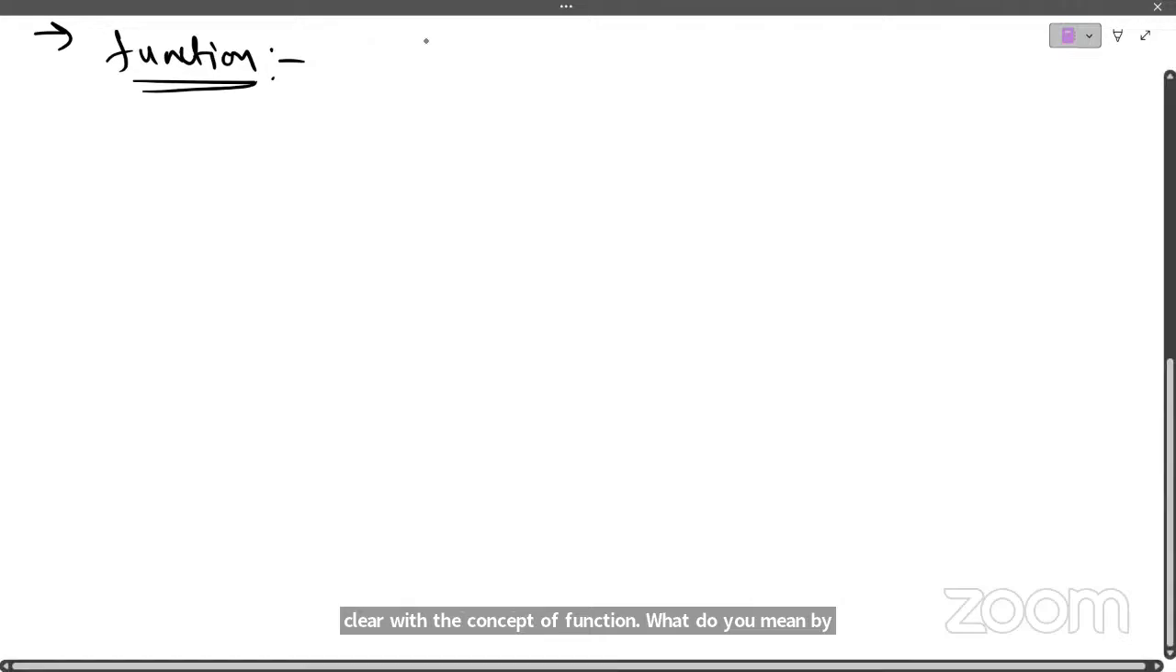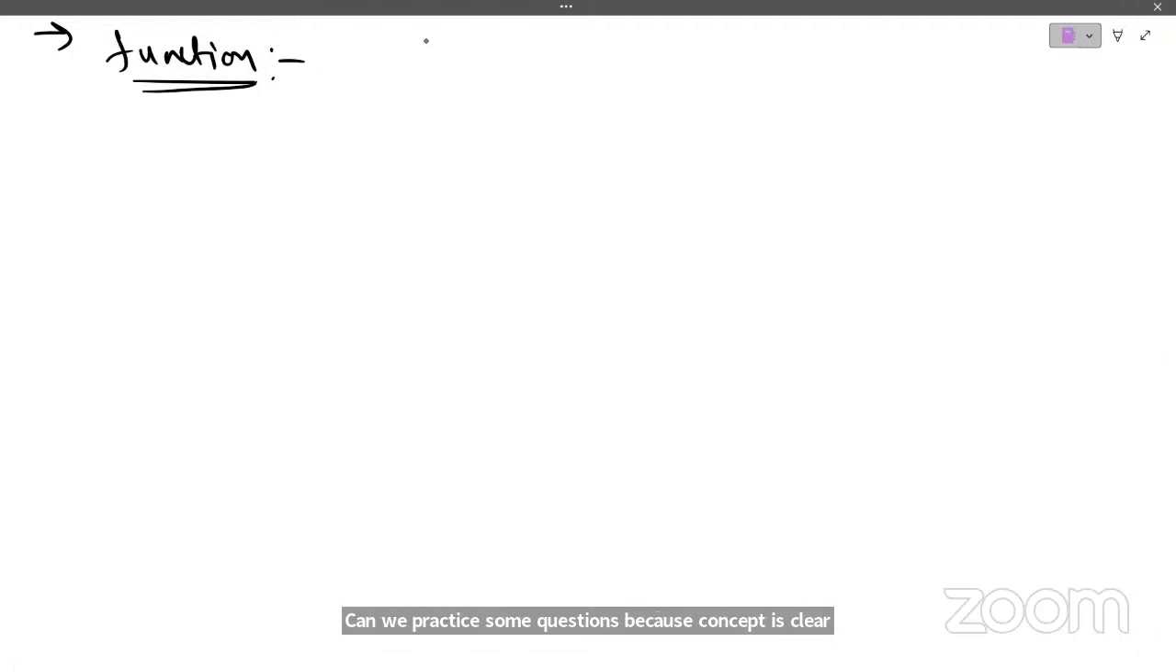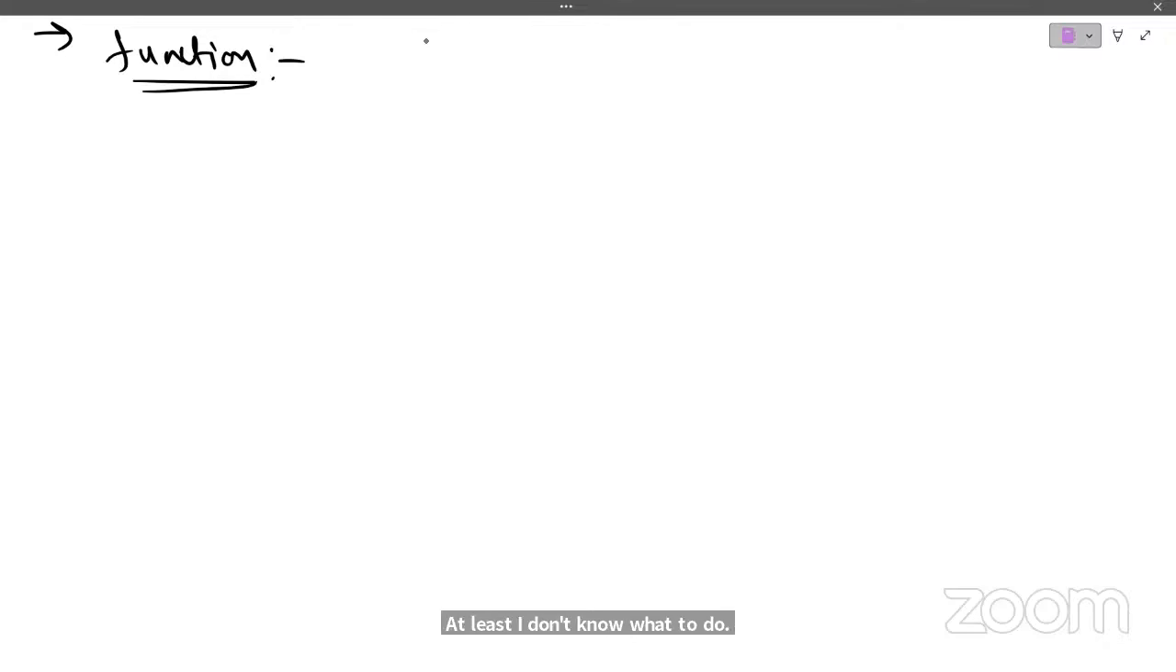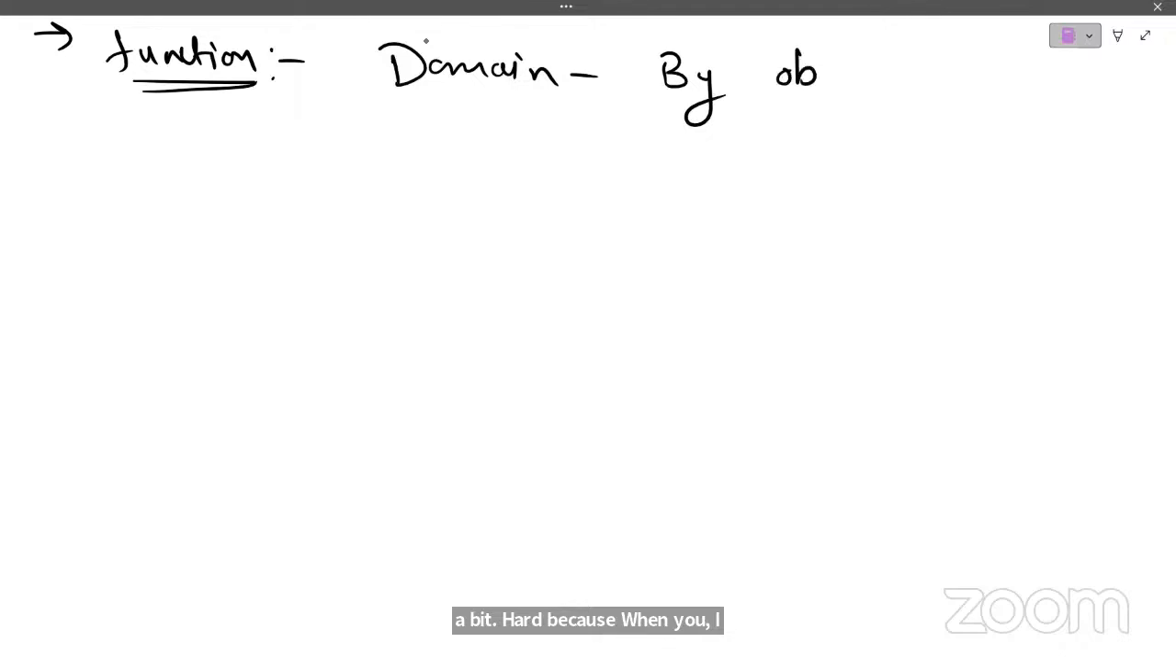Ma'am, can we practice some questions, because the concept is clear, but when we look at the question, we don't know what to do. Okay, what type of question? Finding the domain or finding the range especially, right? Actually, finding the range of a function is a bit hard, because you can easily find the domain of a function by observing the expression of the function. But finding the range of a function will involve so many different concepts.